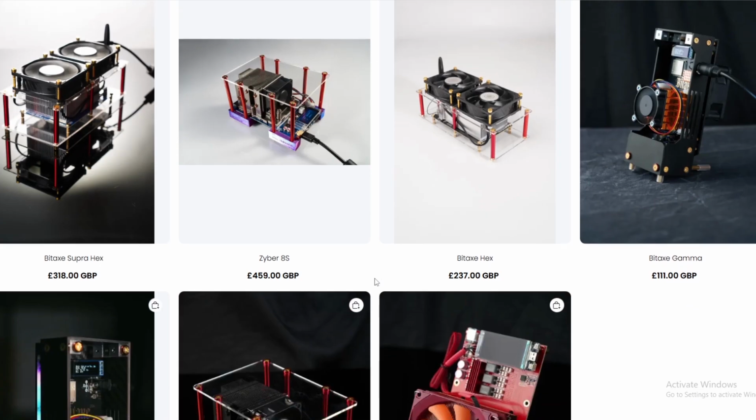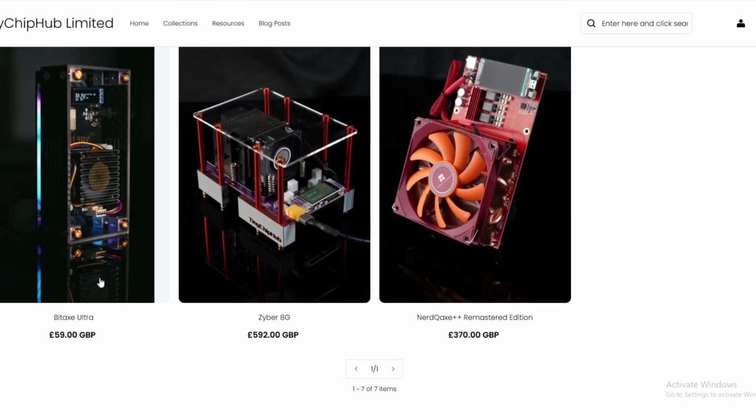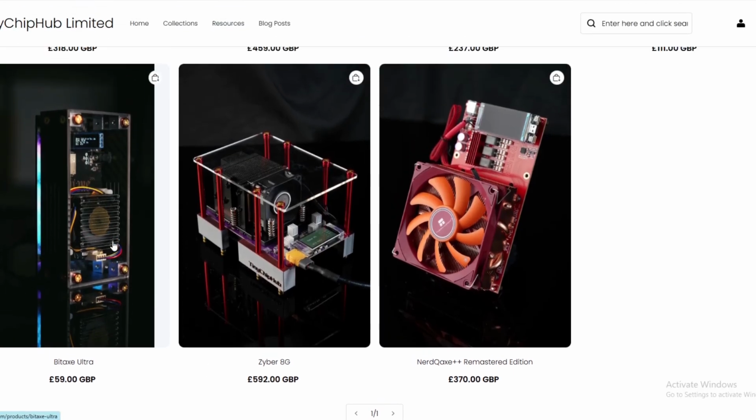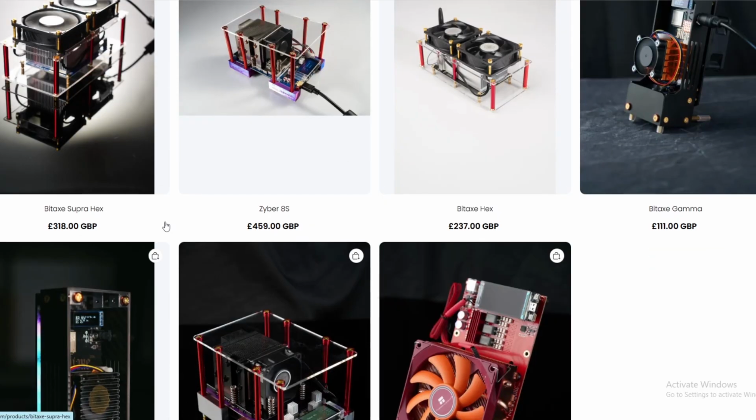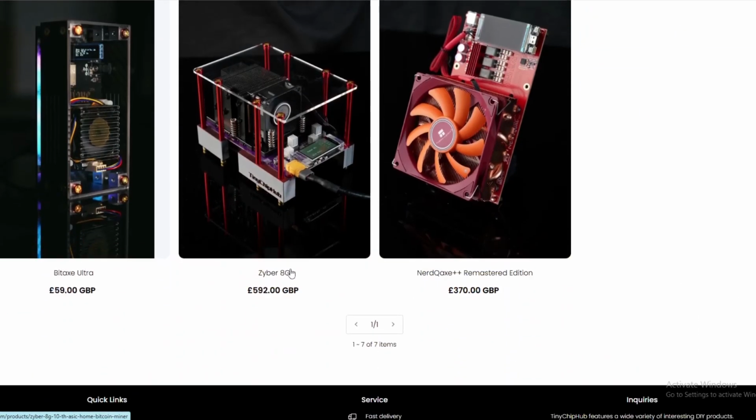You can also get a Gamma and a Nerd QX, which also has the same cooling solution that we have on ours. So that copper one with the Thermalright fan by there, or you can get an Ultra, which is a very old one, but that still gives you a chance to hit a Bitcoin block if you want to get one.